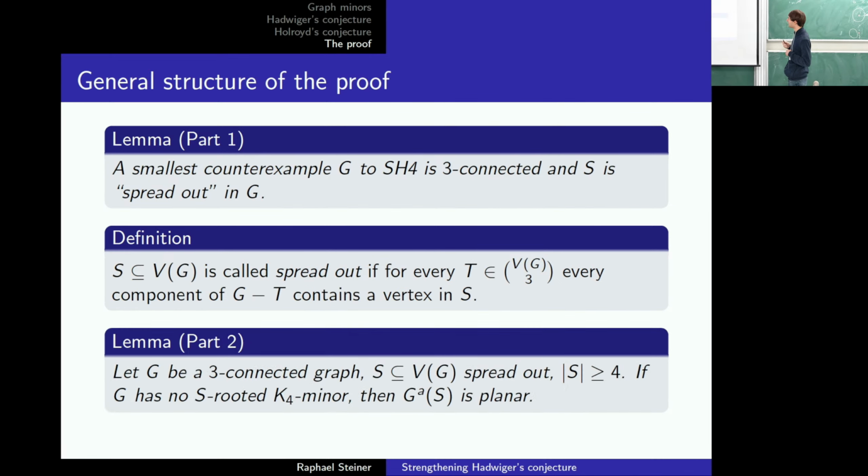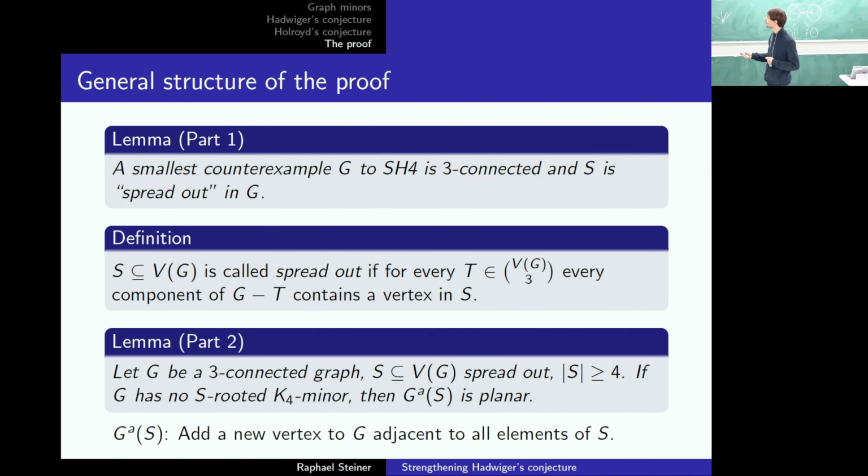And now the magical part 2 comes in, which says that if you have a graph with these properties, then it's planar, and actually it's planar with a nice additional property. So take any 3-connected graph G and a set S of size at least 4 in it. If G has no K4 minor rooted at S, and the set is spread out, which is what we guarantee in the first part, then the graph G+(S) is planar. What is G+(S)? Add a new vertex to G and make it adjacent to all elements of S. So it's like an apex graph, but with respect to the specific set S.